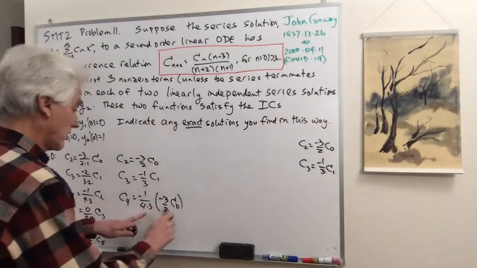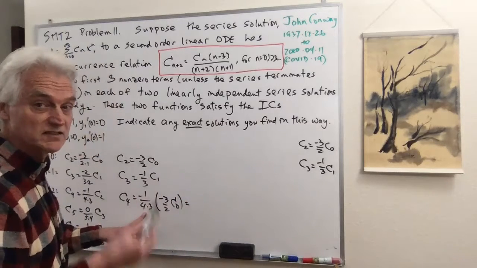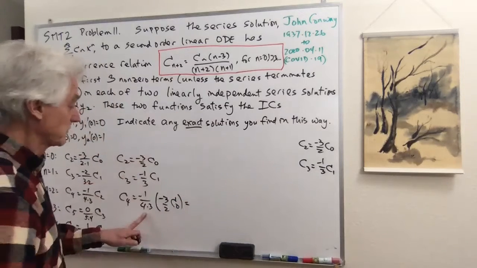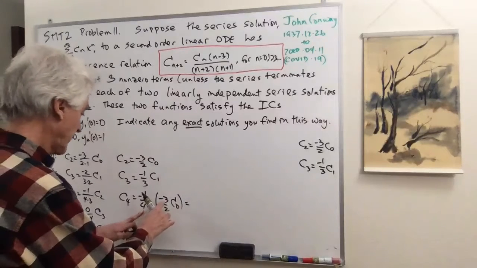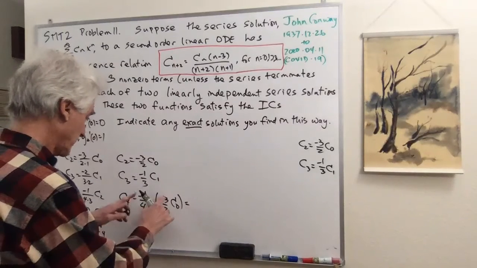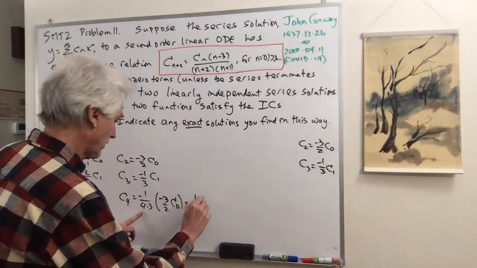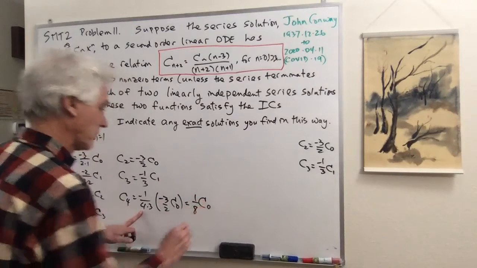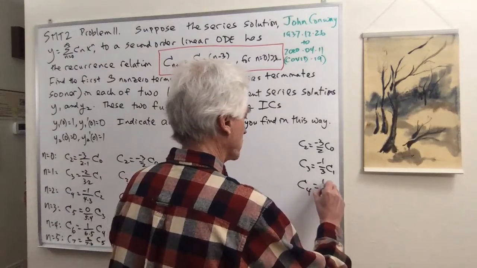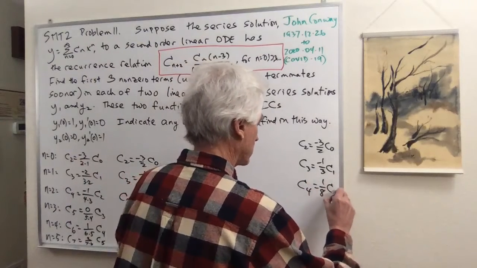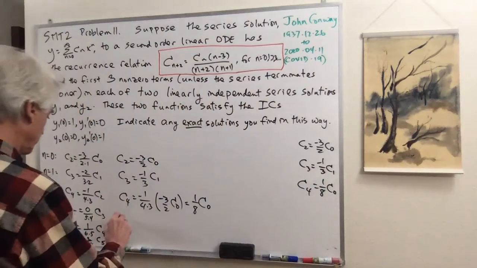But I can always solve for any of the C's, the C sub large subscript, in terms of C0 or C1. The 3's cancel, and I get plus an 8. Okay, and that's over here. C4 is 1/8 C0. Cool.